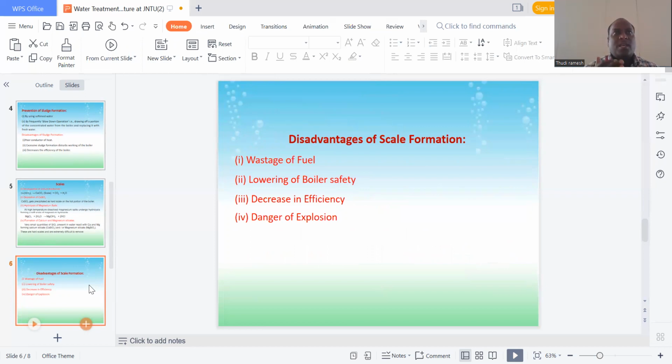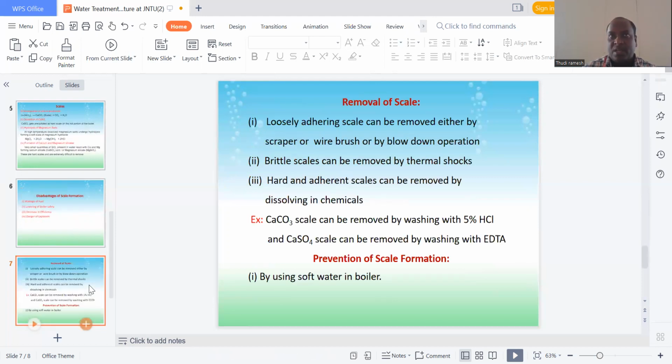And not only that, if the scales are formed along the inner walls of the boiler material, it is going to lower the boiler safety also. It will decrease the efficiency, and even it leads to the explosion of the boiler material. So these are the disadvantages if the scales are formed along the inner walls of the boiler material: wastage of the fuel, lowering of the boiler safety, decrease in the efficiency, and danger of explosion. These are the four important disadvantages.